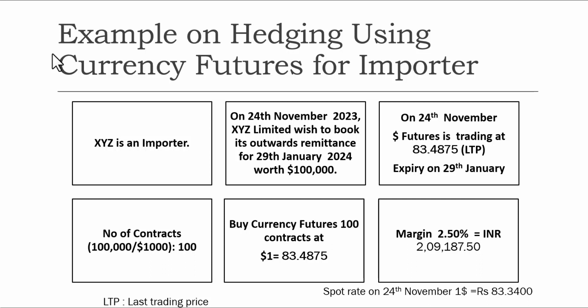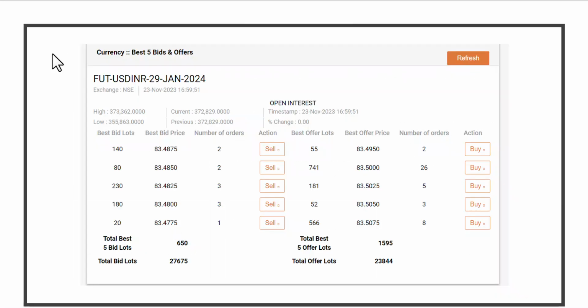On the 24th, when I go to the window of the stock exchange, I find the dollar is trading at 83.48. I find this an apt rate. The dollar is not going to go down or up, so I'm going to book my dollars at this rate. I punch my orders at a limit price of, say, 83.4875, or at the market price. After seeing the bids and lots, I know my order will get matched with the other person who wants to sell. I place the order at 83.4875 and pay a margin money, which is 2.5%. Then I decide and book my order. Now I'll be waiting till the 29th of January.